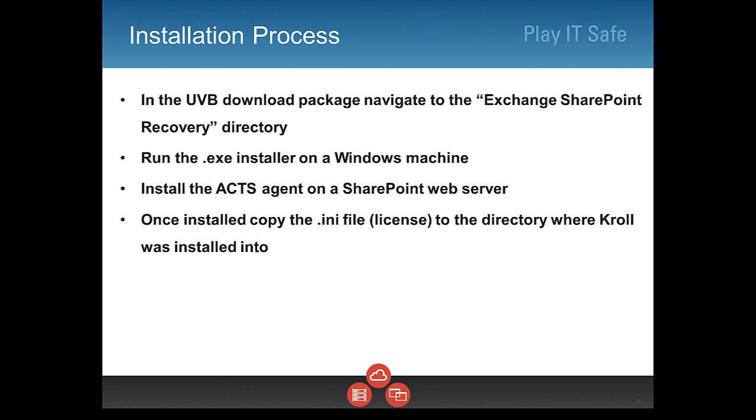There is also another component called the ACTS, or Agent for Content Transfer Service. This provides the mechanism to deploy, or restore directly back into a SharePoint web server. Right, so if you have one web server, you install the agent on that server. If you have a farm, you just choose one web server to install the agent into. And then to license the actual Kroll software, there's an INI file that will be given to you by Unitrends. You simply copy that INI file to the directory in which you install Kroll into. You now have a licensed running software version of Kroll. So with that, let's go ahead and walk you through the process of restoring SharePoint data with Kroll and Unitrends Virtual Backup.